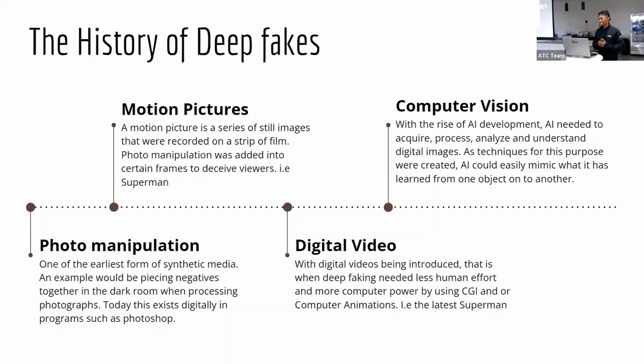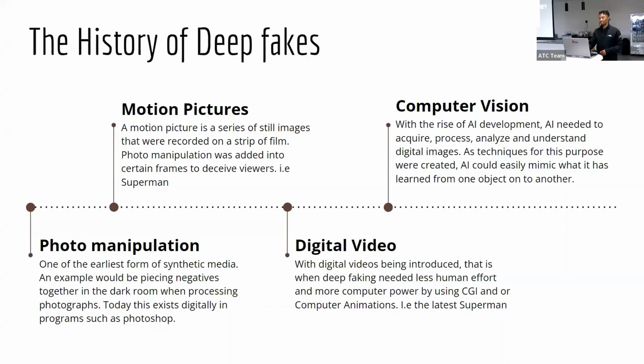So with the rise of AI development, AI was needed to acquire and process images and analyze them so that it could understand the depth of what that table is, or that chair. Is it underneath the table, is it away from the table? With all of that, that's where deepfakes started blooming, because now the machines could learn faces and essentially take what they learned and mimic it onto another object.